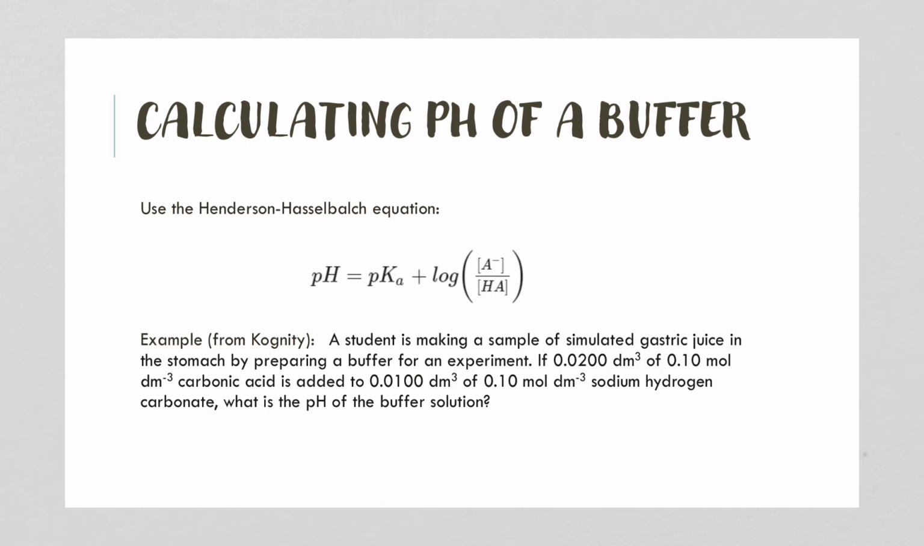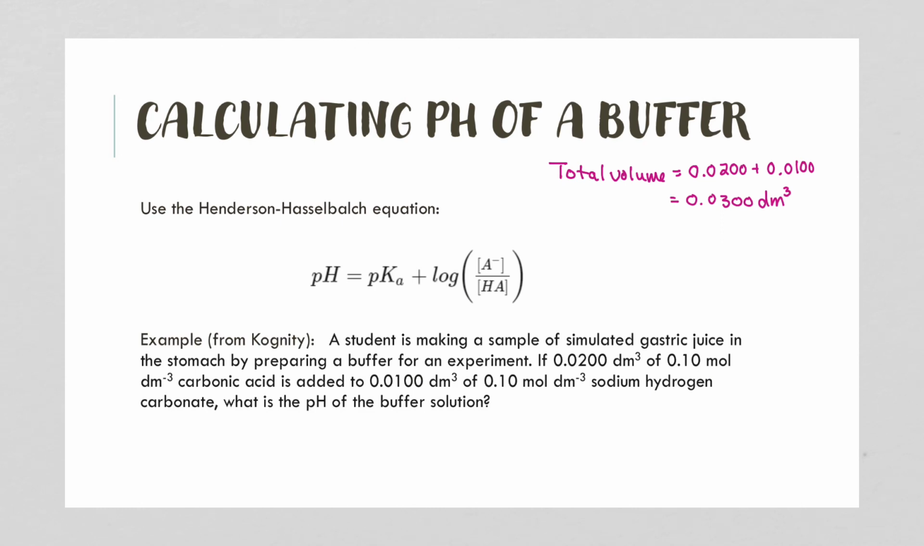The first thing we need to do is find our total volume. We're adding two volumes together, so that would be equal to 0.02 plus 0.0100. So we have a total volume of 0.0300 decimeters cubed.